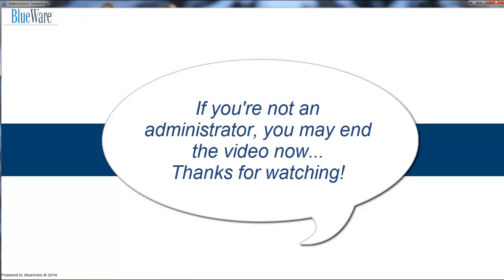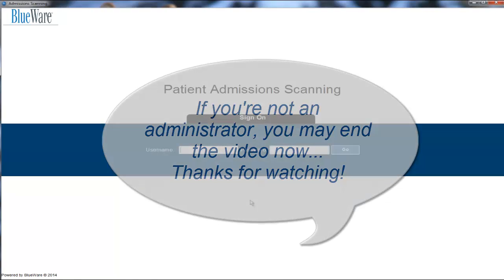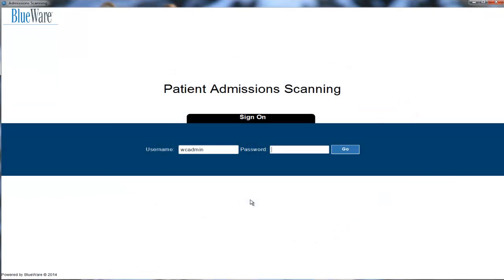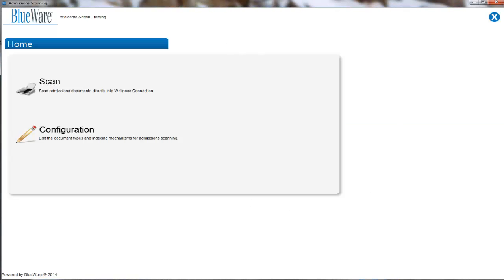If you are an administrator or will be controlling which documents may be scanned or uploaded into the system, the rest of the video is for you. So let's go ahead and log in as an administrator. Once we've logged in, you will be presented with a home screen that will show you two different options. Either you may scan documents like the registration clerk, or you may configure the document types accepted by this system. We are going to click on Configuration at this point.